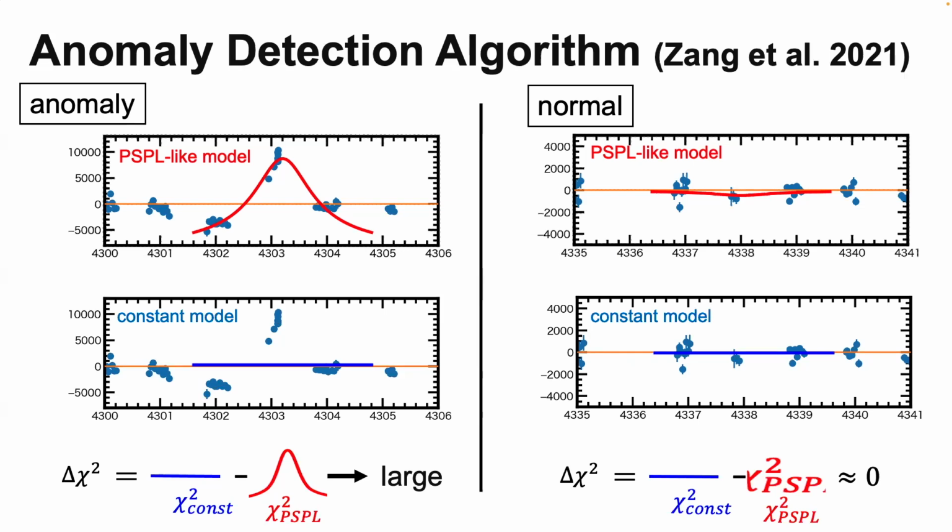When the window contains an anomaly, the constant model cannot explain this anomaly's bump. However, the PSPL-like model can explain this bump. So the delta chi-square between the constant model and the PSPL-like model becomes very large. On the other hand, when the window does not have an anomaly signal, this residual can be explained by both models, so the delta chi-square between these two models becomes around 0. So by calculating the delta chi-square over various windows, we can identify the anomalies.